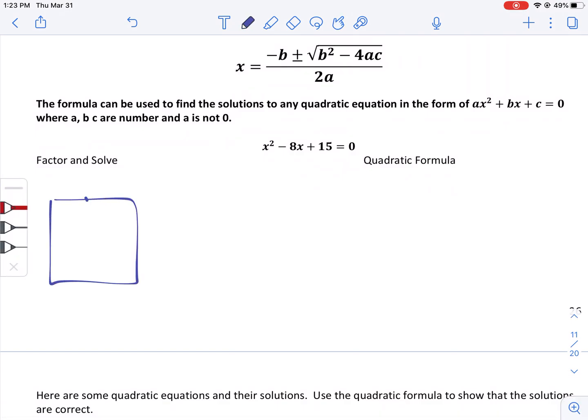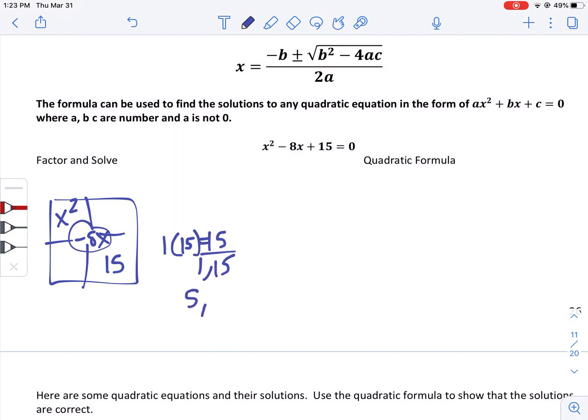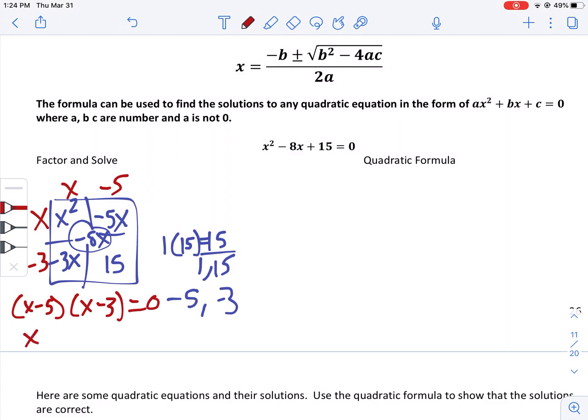So we could factor this one. And we have x squared, negative 8x, and 15. So 1 times 15 is 15. So we got 1 and 15, 5 and 3, and it needs to add to negative 8. So we would have negative 5x and negative 3x. And then the outside of our box is x and x minus 5 minus 3. So it factors into x minus 5 and x minus 3 equals 0. So our answers are x equals 5 and x equals 3.